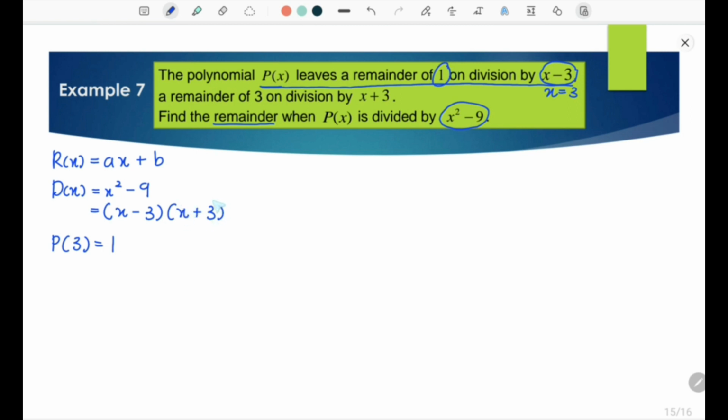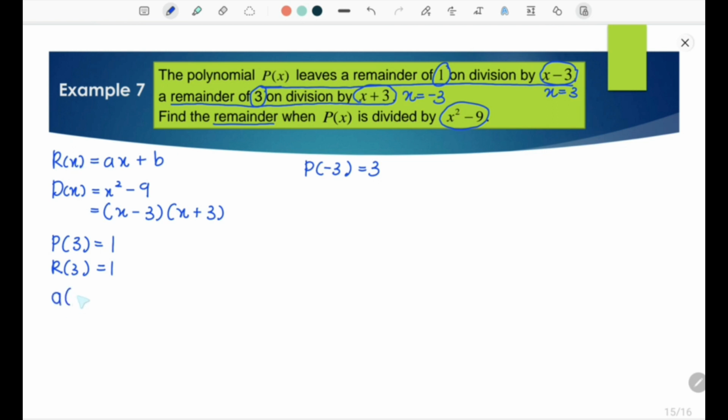And for x plus 3, we're going to refer to this information, which is a remainder of 3 on division by x plus 3. Since the divisor is x plus 3, we're going to have x equal to negative 3. And by using the remainder theorem, we know that p(-3) equals 3 since the remainder is 3. Now for p(3) equal to 1, we know that p(3) equals r(3). So I'm going to use r(3) equal to 1. And for r(3), I'm going to substitute x equal to 3.